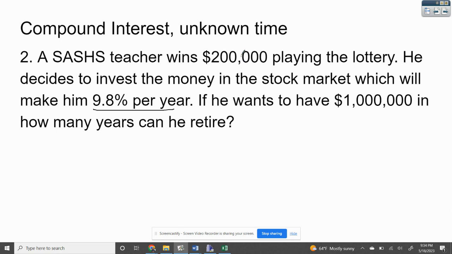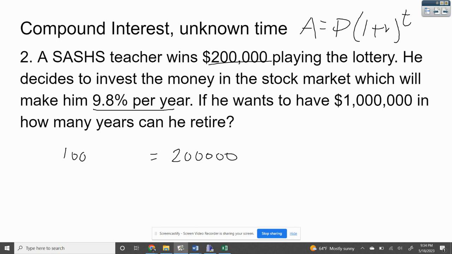So how many years is it going to take $200,000 to turn into $1 million if I'm getting 9.8% per year? All right. So remember your formula again. A equals P times 1 plus R to the T. Our 200,000 is our principal. Our amount that we need is $1 million. Our rate is 9.8%, so that's 0.098. And our power of T is just there. I need to find T.